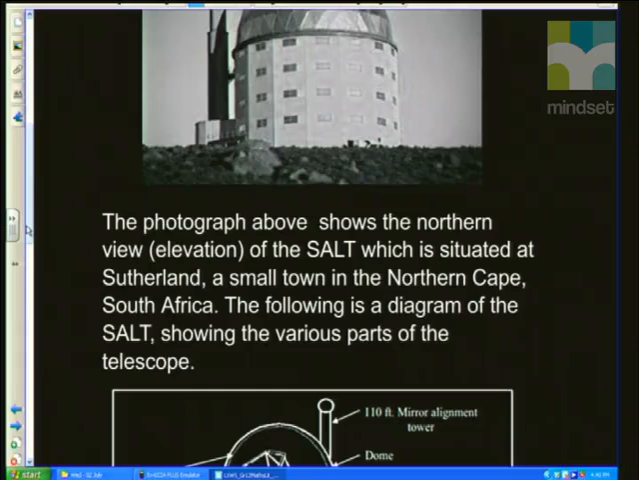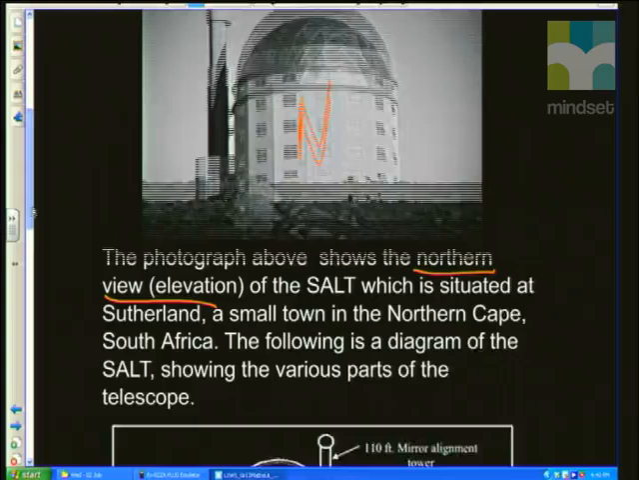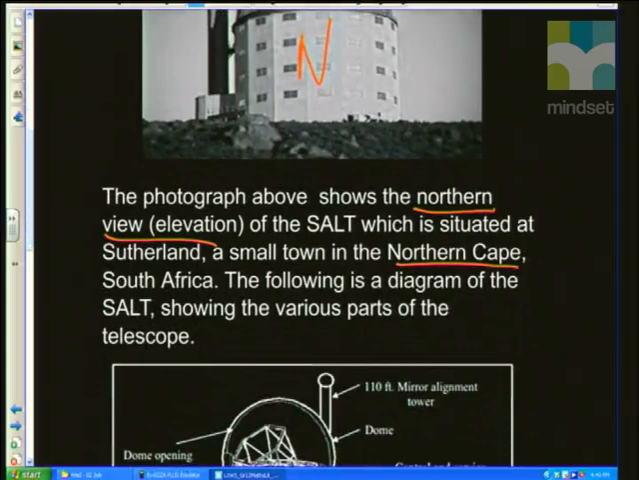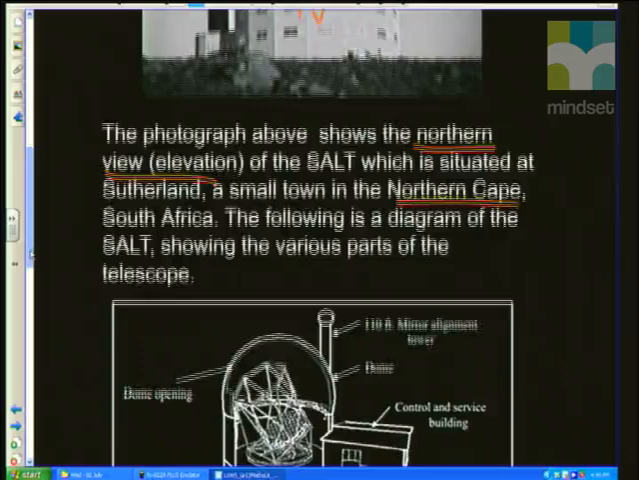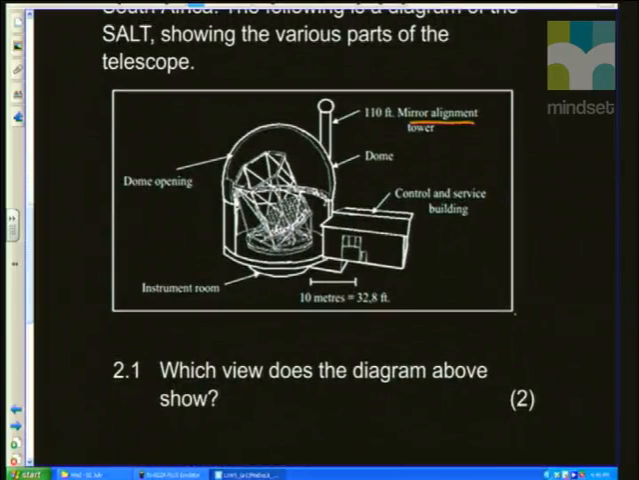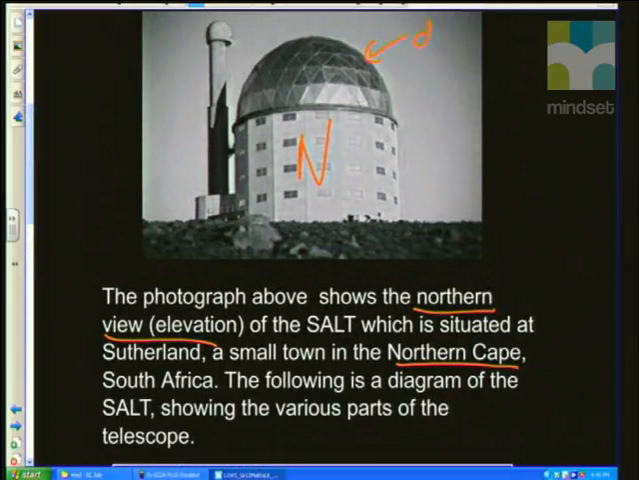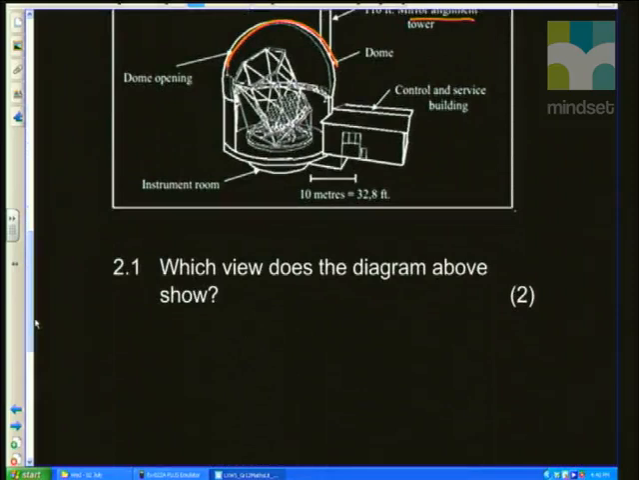So it tells us that the photograph above shows the northern view or elevation. So this side is north, okay? And we're told that it's near a small town in the Northern Cape, South Africa, and this diagram below shows us the different working parts. So notice there's the alignment mirror, there's the control room, this is the actual telescope inside, this is the dome. If we look back, that must be the dome, and this is the alignment tower. And it says, first question, which view does the diagram above show?